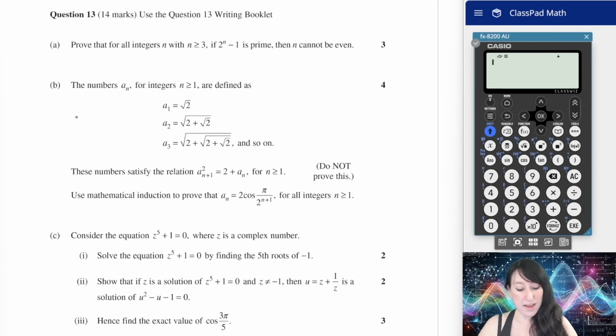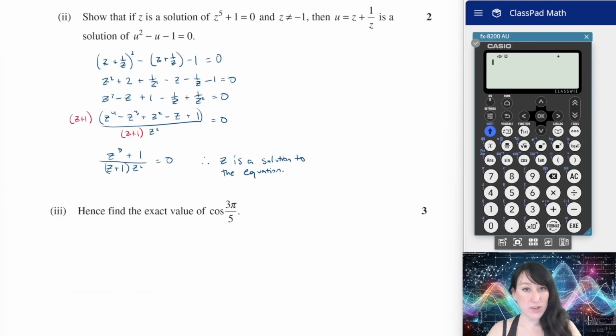Part 3. Hence, find the exact value of cosine of 3 pi over 5. Okay, when we get questions relating trigonometry, identities, and complex numbers, we usually then need to express the complex number in polar form. Now, 3 pi over 5 was one of the arguments of the roots of negative 1.